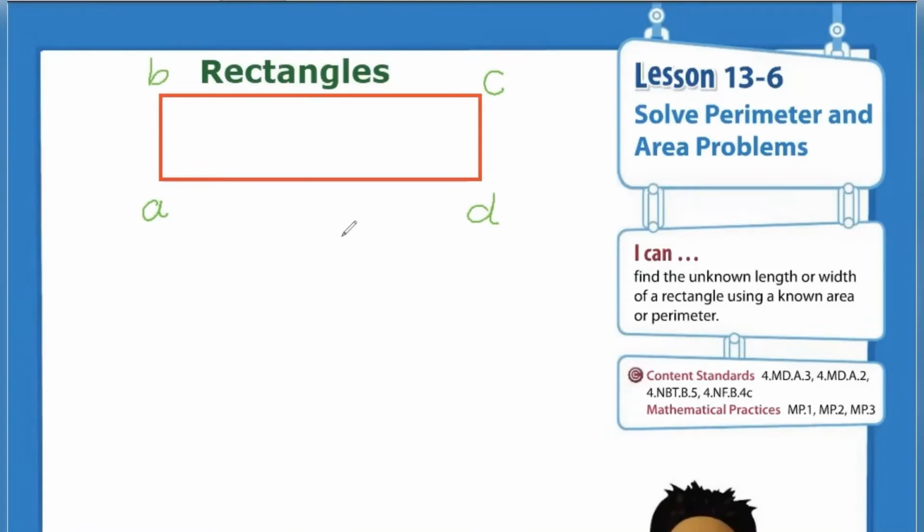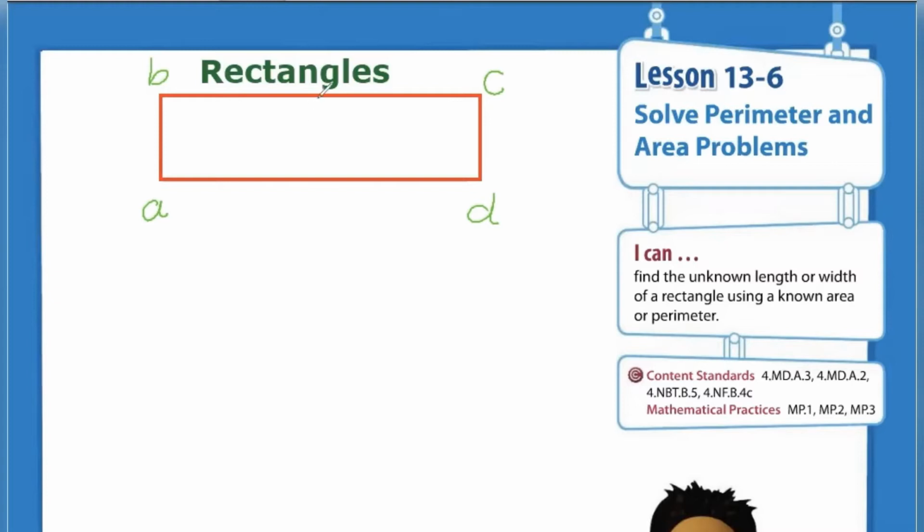Our lesson for today, 13.6, solve perimeter and area problems. At first, teacher, what is the meaning of rectangles? Rectangles means quadrilaterals, and quadrilateral is a four-side shape. We have here a four-side shape, and we have extra properties here. Each two opposite sides are equal, like what, teacher?